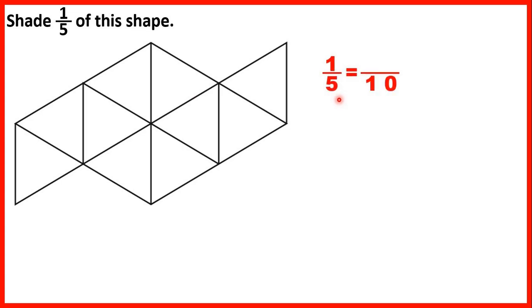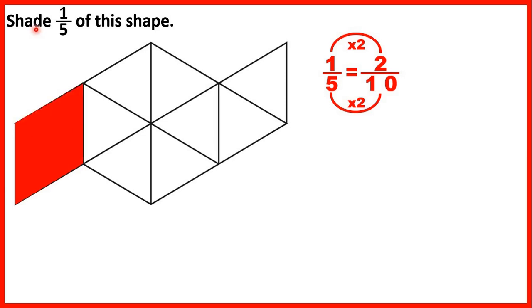So what we need to do here, to find out how many pieces we need to shade, we need to find an equivalent fraction which has a denominator of 10, because we have 10 pieces in our shape. Now 5 times 2 is 10, 1 times 2 is 2, so because 1/5 is equivalent to 2/10, we need to shade 2 of these pieces, 2 of these tenths. So when we do that, we've shaded 1/5 of the shape.